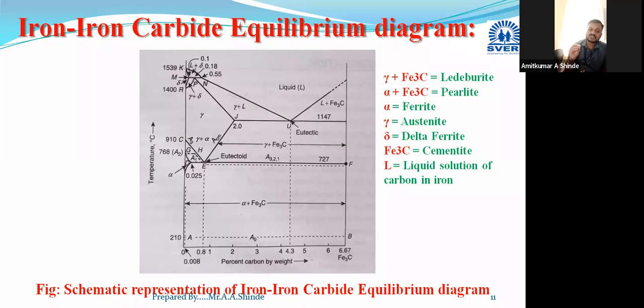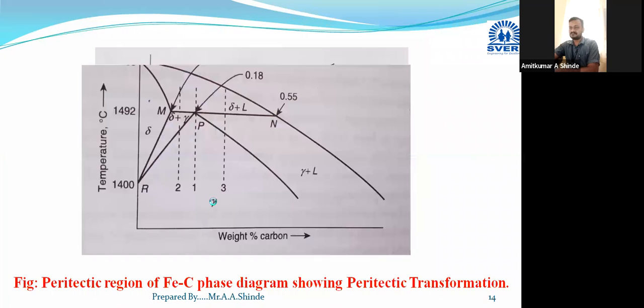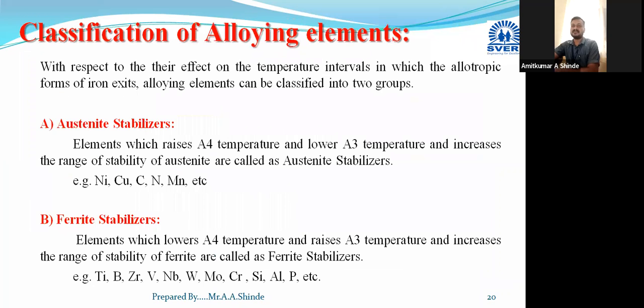And suppose some elements like chromium, zirconium, vanadium we have added beyond certain limits, then what will happen? From room temperature up to melting point, only the ferrite phase is there, that is the alpha phase. Then that steel will be termed as ferritic steel. So in this way, the alloying elements are classified in these two types.